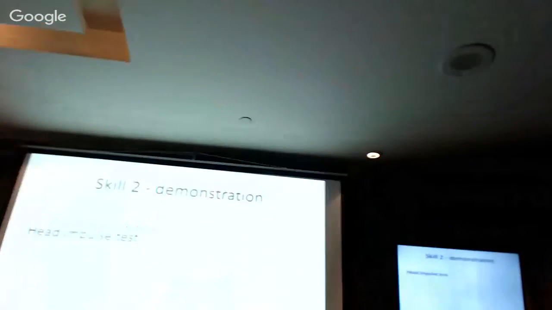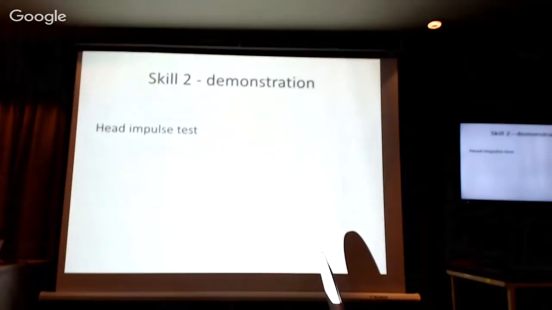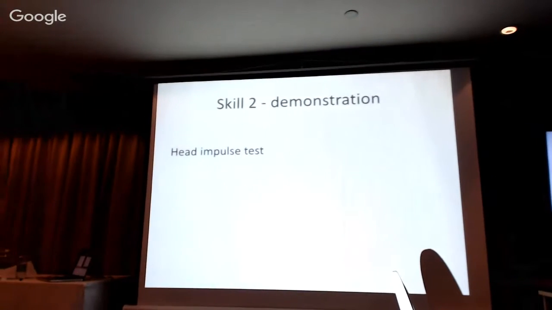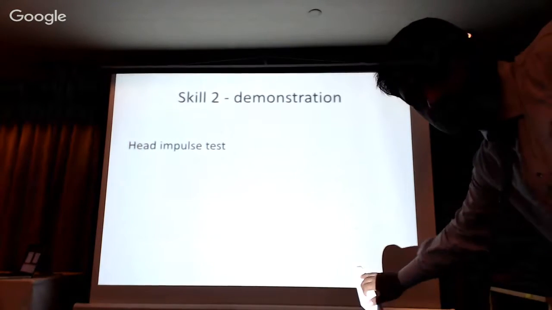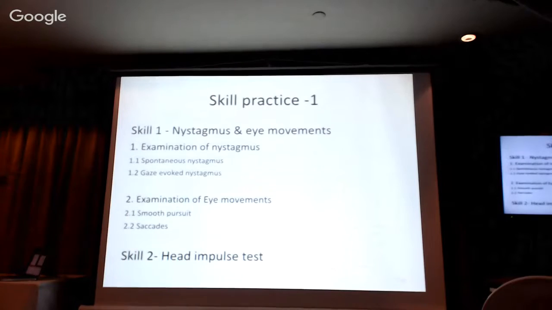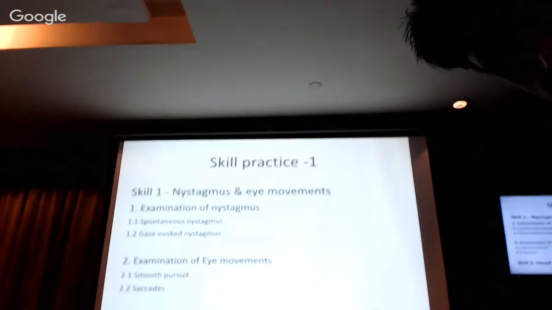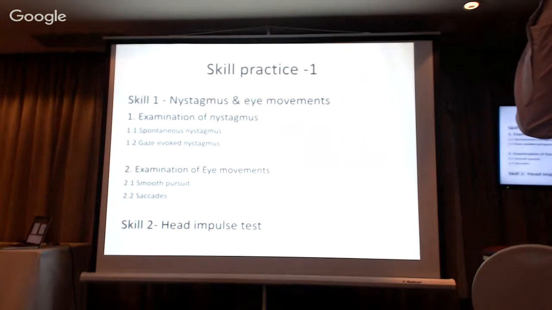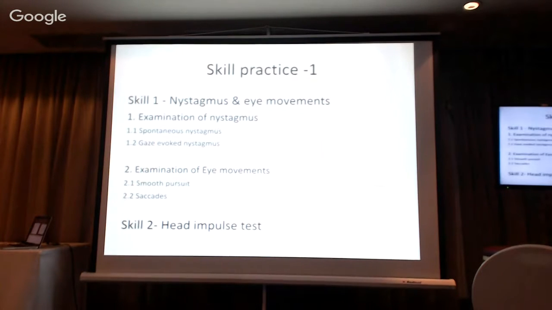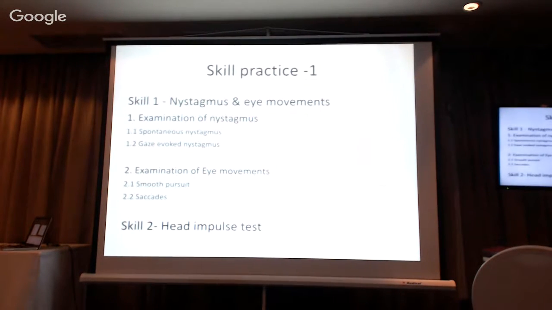So I think we can take about 5 minutes, or 10 minutes maximum, to examine each other, right? So just change the chairs, direction, and then start from the beginning. Start from examination of nystagmus first, not the head impulse first. Check for spontaneous nystagmus, check for gaze-evoked nystagmus, then eye movements, smooth pursuits, and then head impulses. Your handout shows what to do clearly.